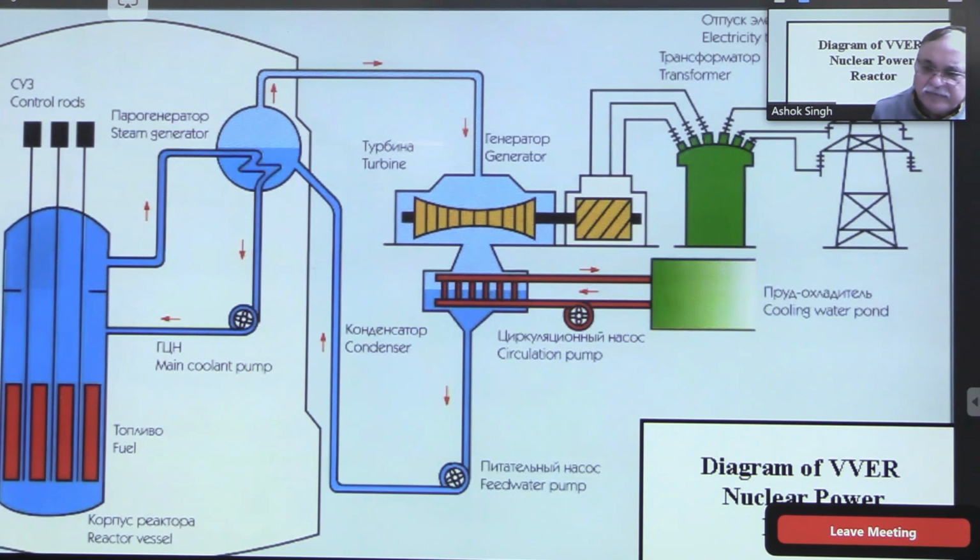Russia has supplied the reactors. They also supply the enriched uranium fuel to India. So this model of reactors is also used in India. But remember, not made in India, bought from Russia.